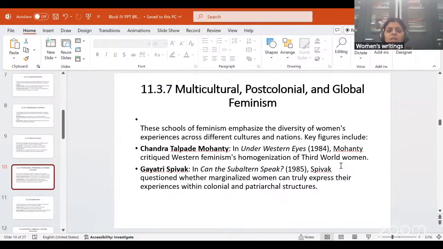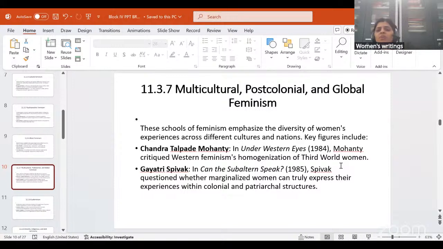These are a few things we come across in the works of Chandra Talpade Mohanty in her work Under Western Eyes, 1984 publication. Mohanty critiques Western feminism's homogenization of third world women. Similarly, we also see Gayatri Spivak's work, Gayatri Chakravorty Spivak, one of the renowned feminist theorists. She talks about subaltern people. She questions, can the Subaltern speak? In her 1985 work, I mean, that is the title of the book, Spivak questions whether marginalized women can truly express their experiences within colonial and patriarchal structures or not.